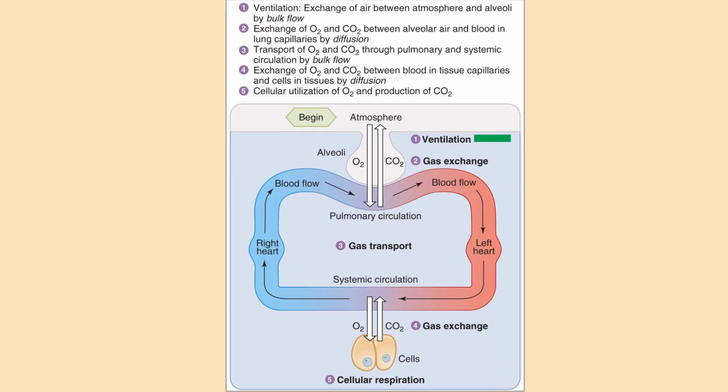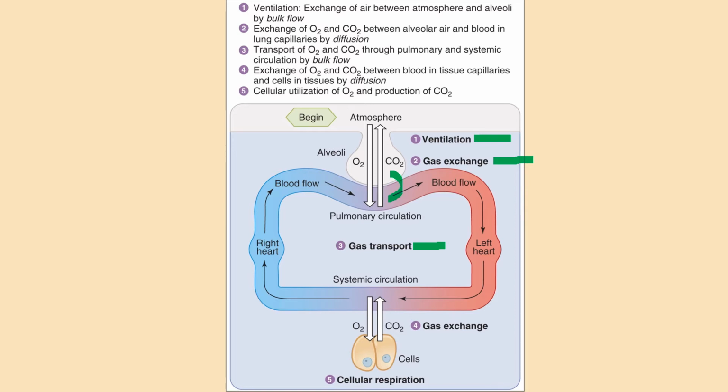And component number 2 is external respiration. That's gas exchange that occurs in the lung. And here we can see that exchange is occurring between alveolar air and blood that's in a pulmonary capillary. And then our third component is gas transport. And that refers to the form in which carbon dioxide travels in the blood, the form in which oxygen travels in the blood. And we'll go into detail down the road.